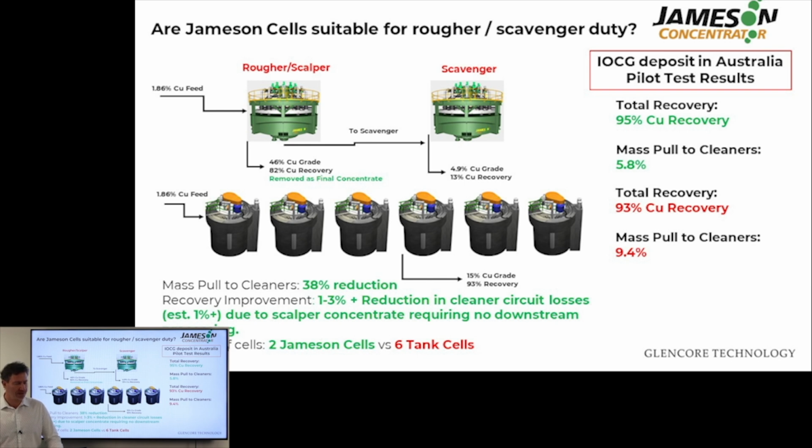Also important to mention that because of the high upgrade ratios in the Jameson Cell, we managed to cut the mass pull to the cleaners to 0.8% of the feed, whereas the site mass pull was 9.4% in the rougher scavenger bank. So what it means is obviously it would be a much smaller load on the regrind and the cleaner circuit. So again, what you can see here is 2 Jameson cells replace 6 tank cells.